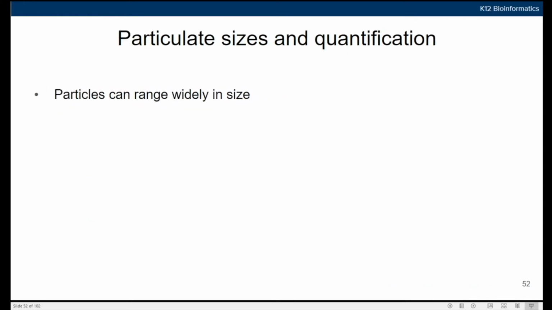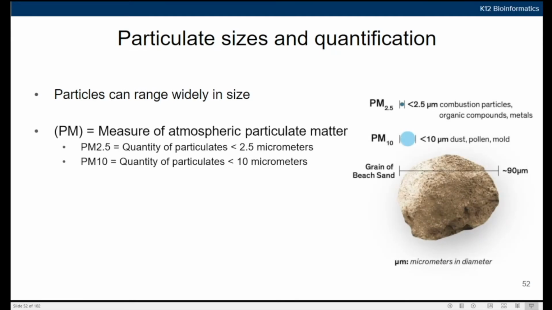Particles can range wildly in size. The designation PM stands for the measure of atmospheric particulate matter. The number following PM indicates the quantity of particles under a given size measurement. Specifically, PM 2.5 measures the quantity of particles smaller than 2.5 micrometers in the air, and a PM of 10 measures the quantity of particles smaller than 10 micrometers. We can see the size measurements compared to the size of a grain of beach sand on the right. PM10 typically includes particles of dust, pollen, and mold, while a PM of 2.5 also includes combustion particles, organic compounds, and metals.